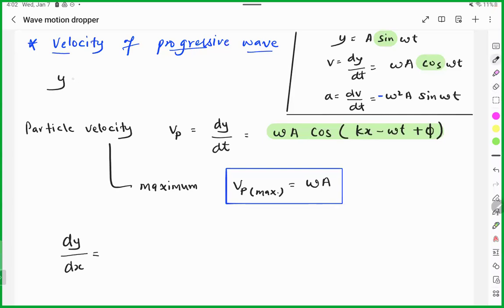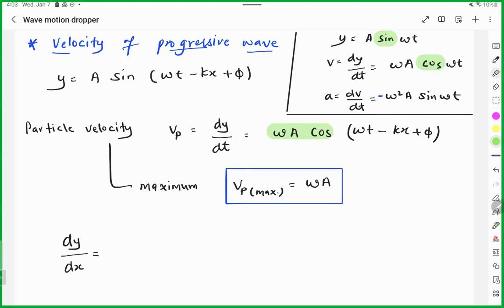So if you take y is equal to a sine omega t minus kx plus phi. Why did I take it like this? Because here I am taking it positive, so it should be positive only. Otherwise, the whole thing will be wrong. Then it should be omega t minus kx plus phi. Why? Because focus on this point.